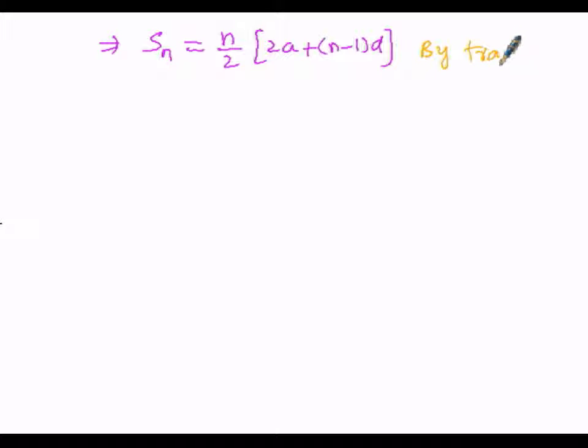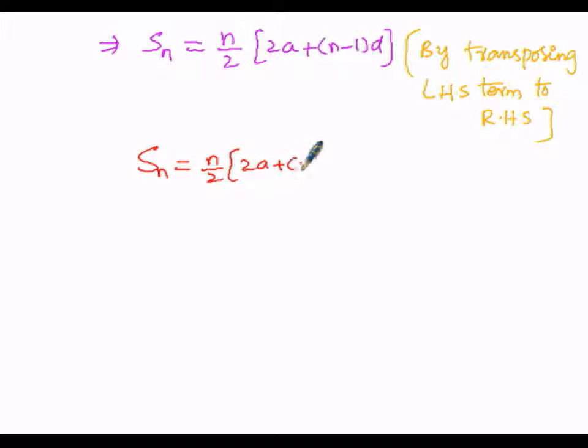So here therefore Sn is equal to, by transposing 2 to the other hand we will be getting n by 2 into 2a plus (n minus 1) into d. So here we got this logical step by transposing the left hand side term over to the right hand side. So in this manner I got, the sum of n terms is equal to n by 2 into 2a plus (n minus 1) into d.